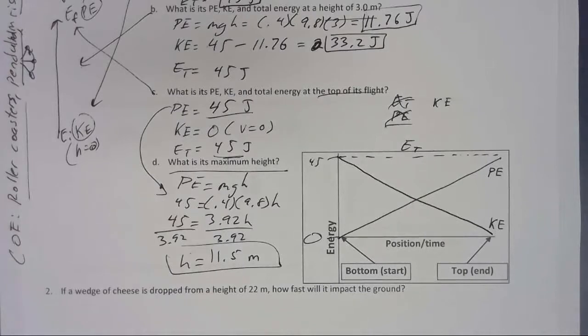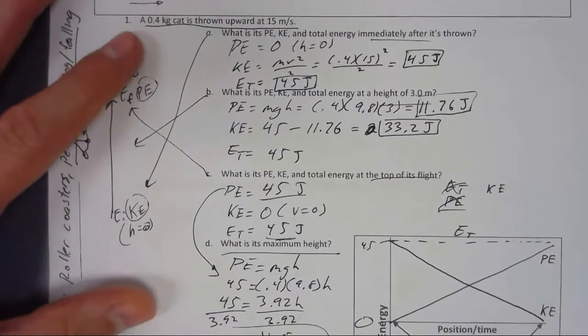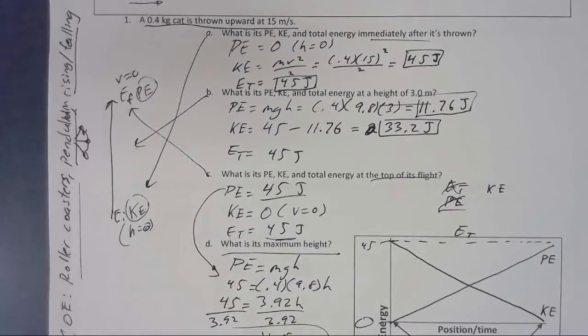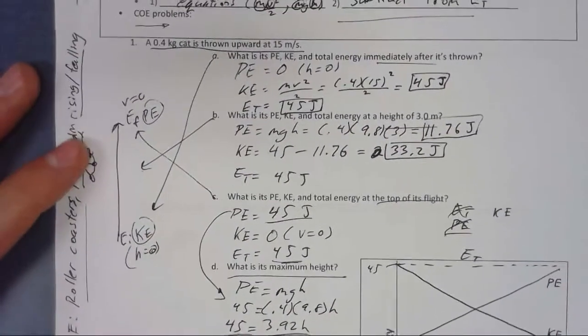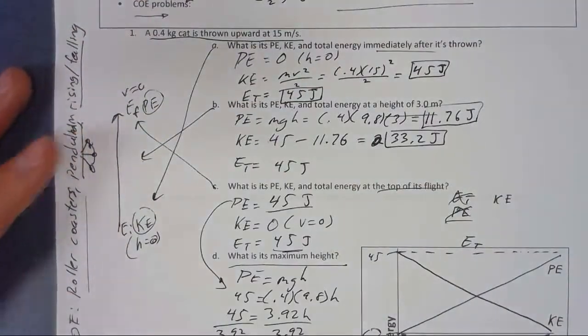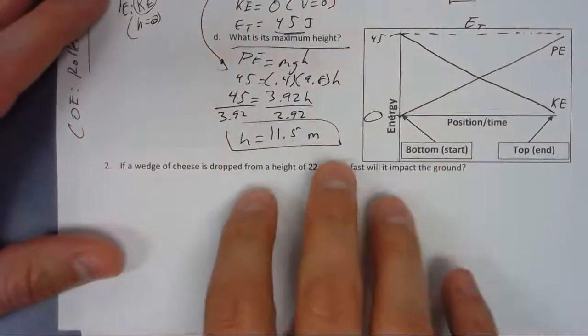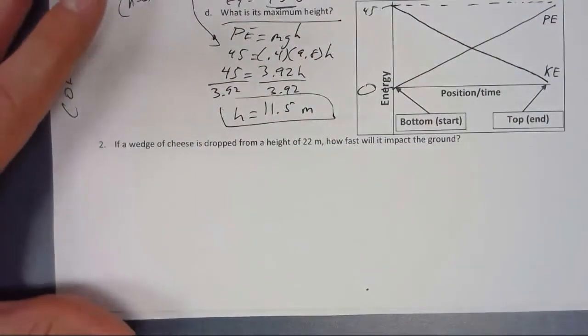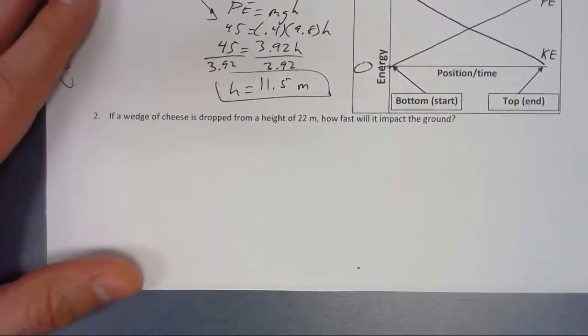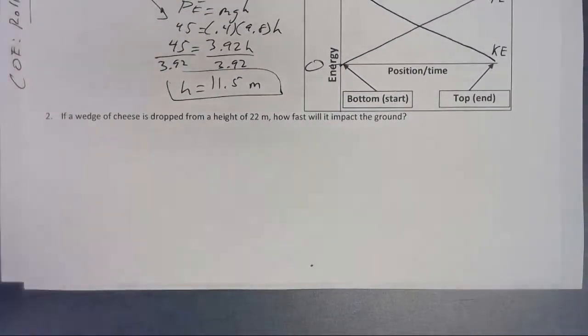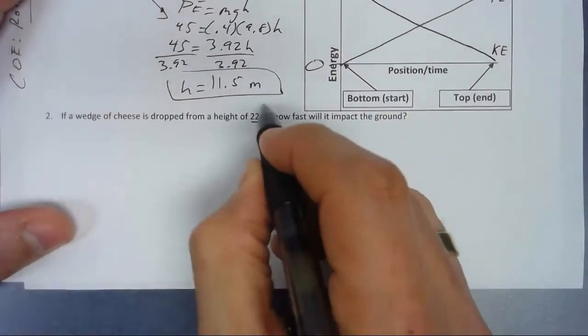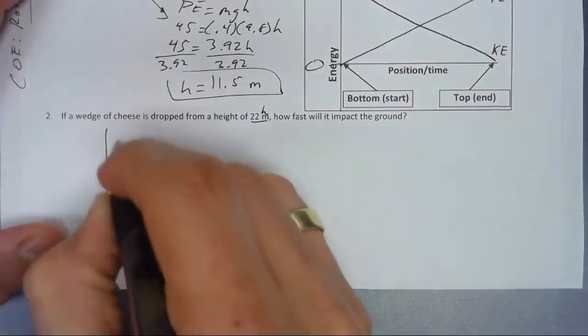Okay, so the reality is the problems are not going to be stated in this way. This is a very easy problem to think through, but with problems that read like this, what we're going to do is take all of this and sum it all up basically in one small statement in one small math problem. So here we have a wedge of cheese being dropped. I don't know why you would do that, but that's what's happening regardless. From a height of 22 meters. So there's our height. Cheese is being dropped.